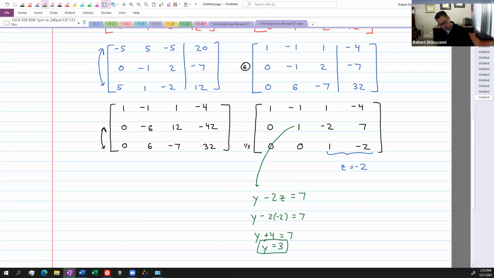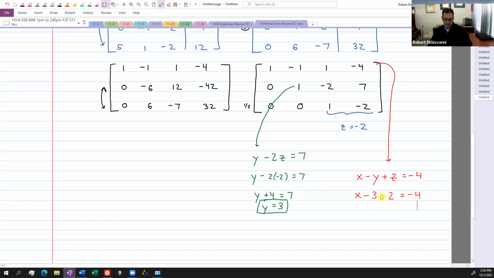Now I know what y is. And then I go to the very first equation, which says that x minus y plus z must be -4. So that means x minus 3 minus 2 must equal -4. This is -5, and if I add 5 to both sides, I get x is 1. So your solution is the ordered triple 1, 3, -2.